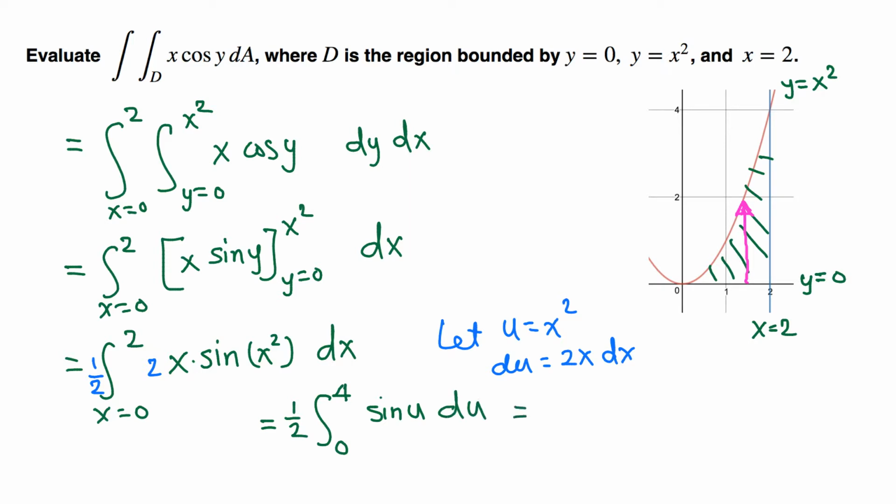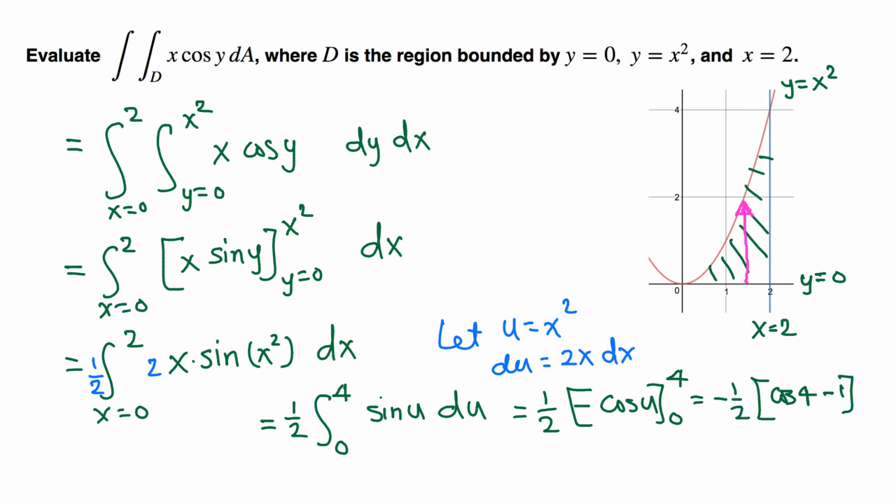Okay, let's do this integral. 1/2, antiderivative of sine u is negative cosine u, and u equals 0 through 4. This negative can be pulled all the way outside, negative 1/2. Upper limit cosine of 4, that's a decimal number, cosine 4. Minus cosine of 0, which is 1. So this is it, negative 1/2 times cosine 4, which is a decimal number, minus 1.